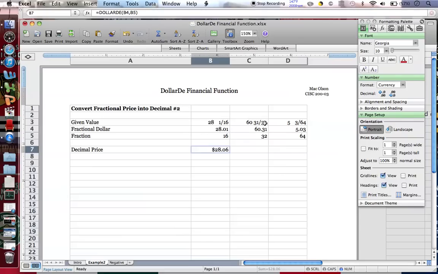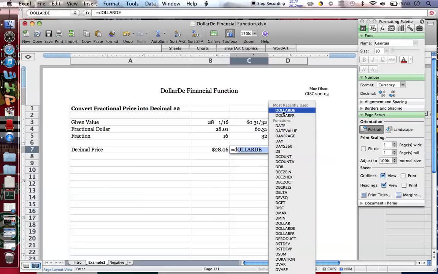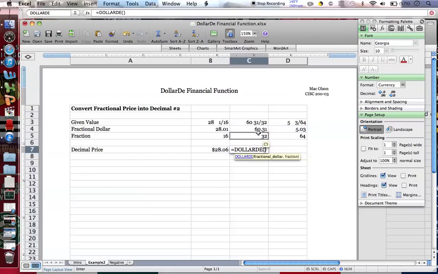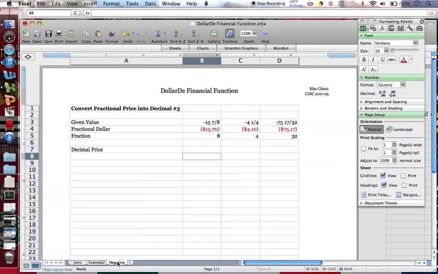So here's another larger value, 60 31/32, so 60.31. DOLLARDE, so a little faster, DOLLARDE. Fractional dollar, comma, fraction equals 60.97. Okay, so it's pretty straightforward.